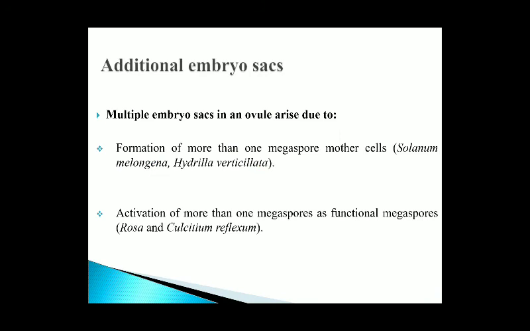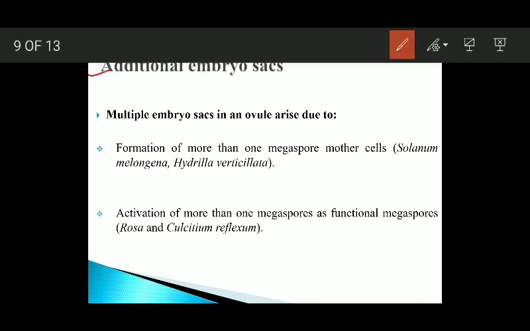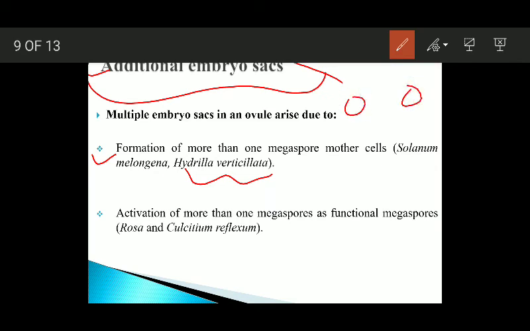Now the additional embryo sacs. This is the third way that leads to polyembryony. Multiple embryo sacs in an ovule can arise due to, the first one, formation of more than one megaspore mother cell. Examples are Solanum melongena and Hydrilla verticillata. In these plant species, more than one megaspore mother cell is there. When there are more than one megaspore mother cells, obviously they will divide by meiosis. This will result in the formation of 4 megaspores.